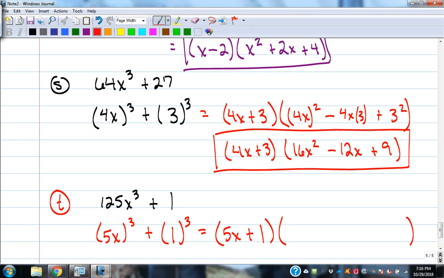Long piece. I got to square the 5x. What's 5x times 5x? 25x squared. The other end, I got to square 1. That's an easy one. 1 squared is 1. The middle piece is where most folks miss this. It's a minus sign, and then I'm multiplying 5x times 1. 5x.